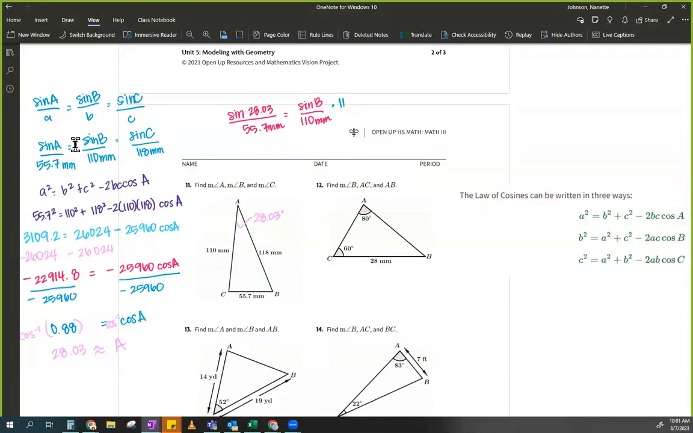So then I will get what? I will have sine of B. Oh, there it is. I have sine of B, and then I have no more of this 110 because it divided out. And then I have this thing. So I get 110 sine 28.03 all over 55.7, right? So then how do you get B out of sine again? Very good. You use the inverse. So I'm going to scoot this guy over, and then I'm going to inverse both sides.